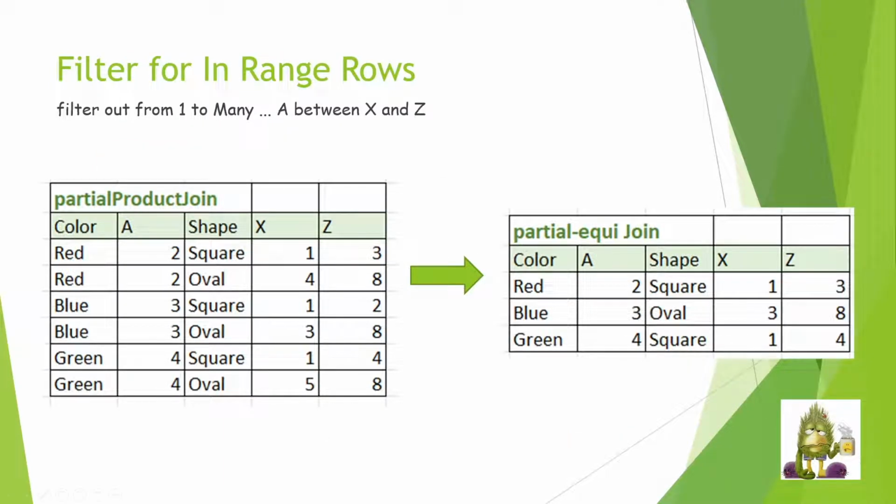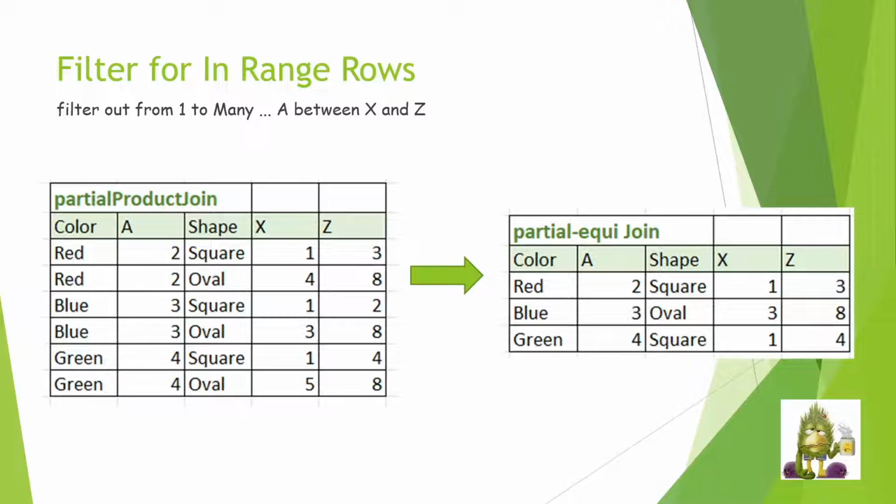What we get out of this then is from my partial product join that red and blue and green all have both of these shapes, but the ranges are different for each of them, so they have their own specific ranges. Now what I want to do is the same as I've done with my non-equijoin in the previous step, which is to match x, a being between the ranges of x and z. And when I do that, I get that red is a square, blue is an oval, and green is a square because they match within their own subset of data. So that is the hybrid solution for dealing with this as well.